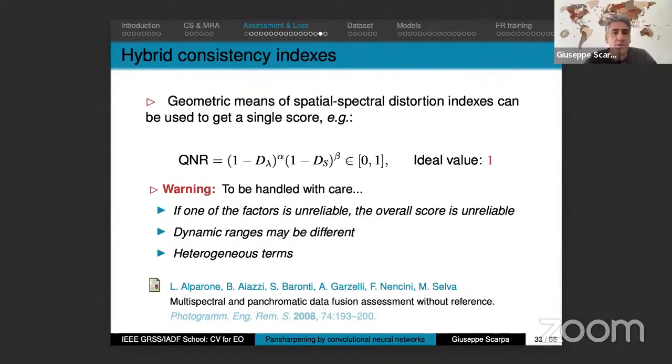Personally, I prefer not to mix the two things, and usually I judge the spectral and the spatial qualities separately, even if this can be limiting, because in some cases you cannot clearly say that one method is better than another in absolute terms.